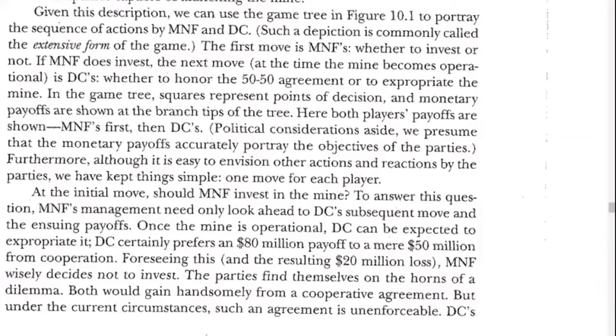The first move is the multinational's, whether to invest or not. If the multinational does invest, the next move, at the time the mine becomes operational, is the developing country's, whether to honor the 50-50 agreement or to expropriate the mine. In the game tree, squares represent points of decision, and monetary payoffs are shown at the branch tips of the tree. Here, both players' payoffs are shown, the multinational's first, then the developing country's. Political considerations aside, we presume that the monetary payoffs accurately portray the objectives of the parties.